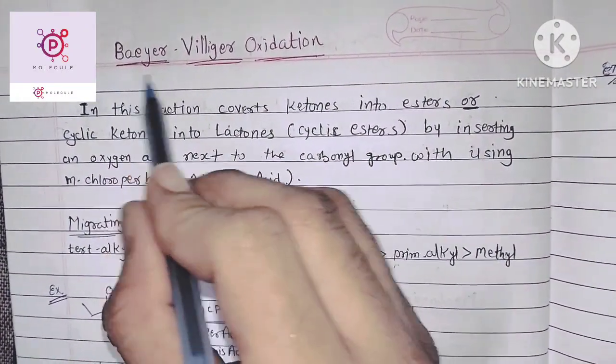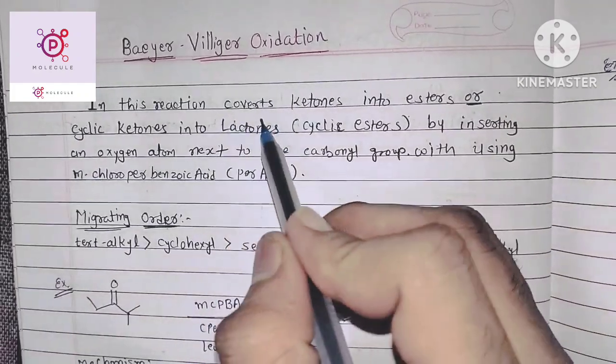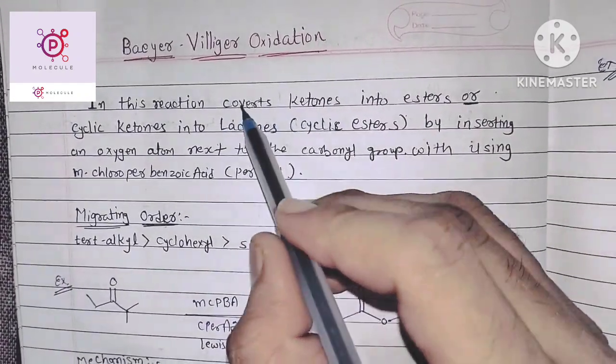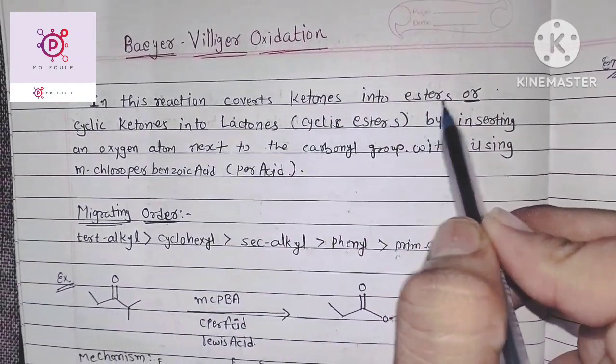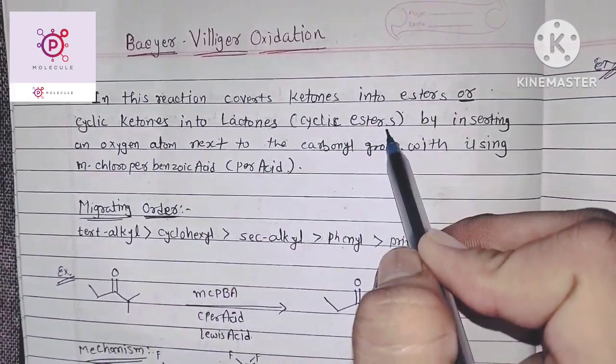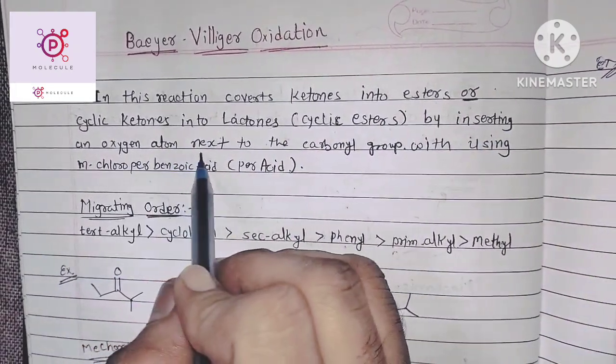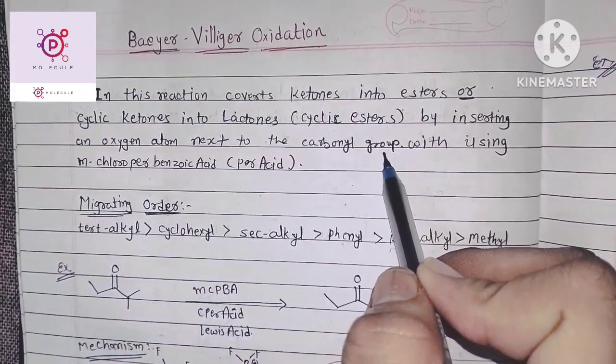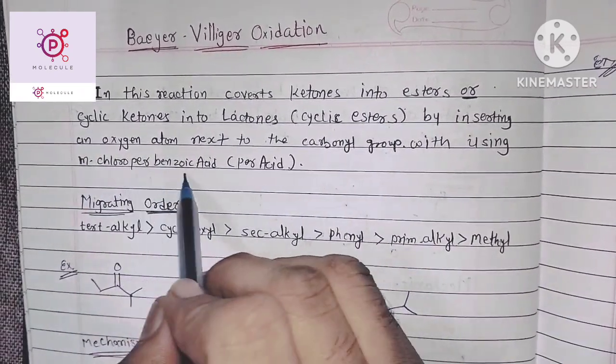Today we will discuss Baeyer-Villiger oxidation. This reaction converts a ketone into an ester, or a cyclic ketone into a lactone (a cyclic ester), by inserting an oxygen atom next to the carbonyl group using metachloroperbenzoic acid.